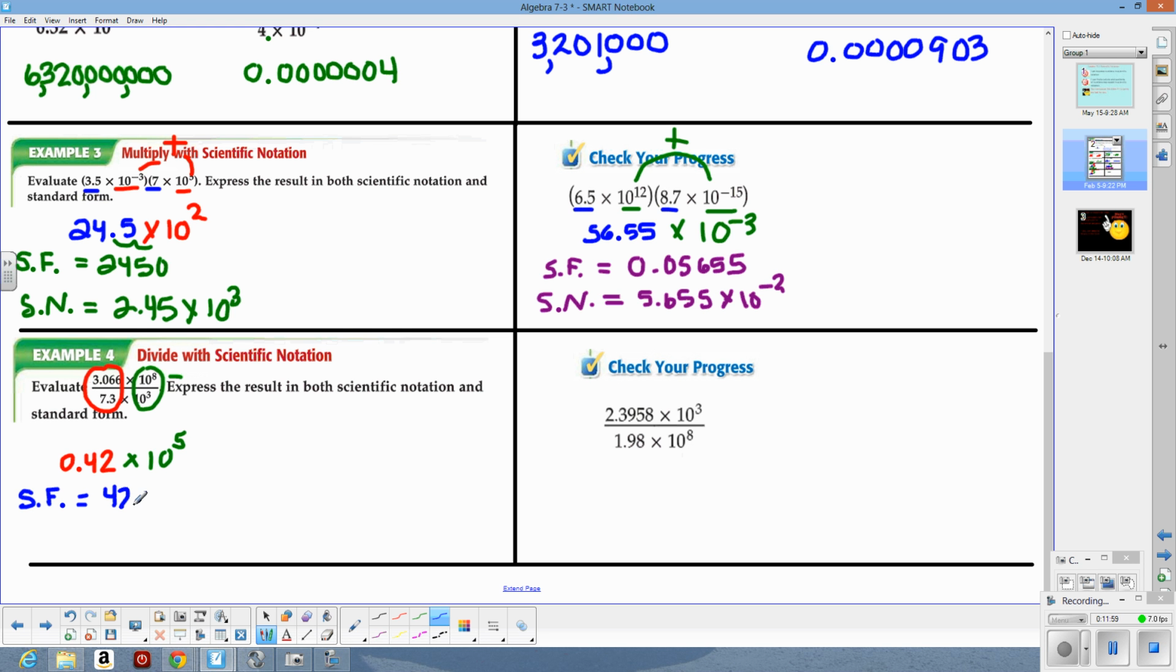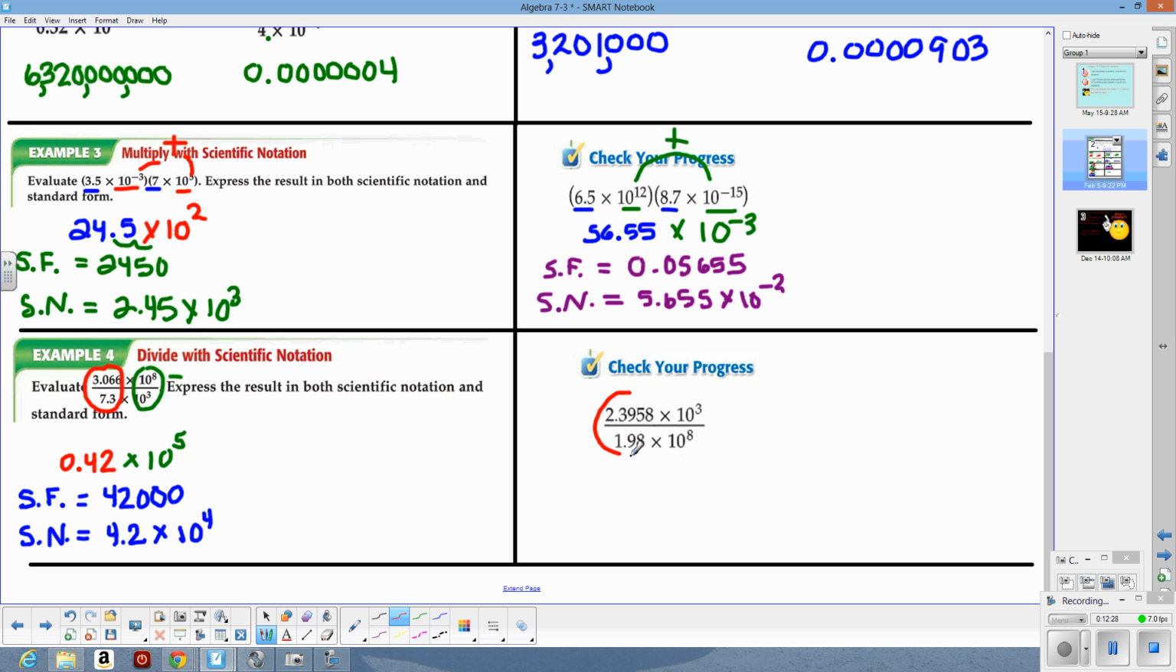So 42,000. And then now put it in scientific notation by moving the decimal between the 4 and the 2 times 10. And I moved that 4 places, and it's a big number, so it's going to be a positive 4. You may want to pause the video and try the last one on your own.